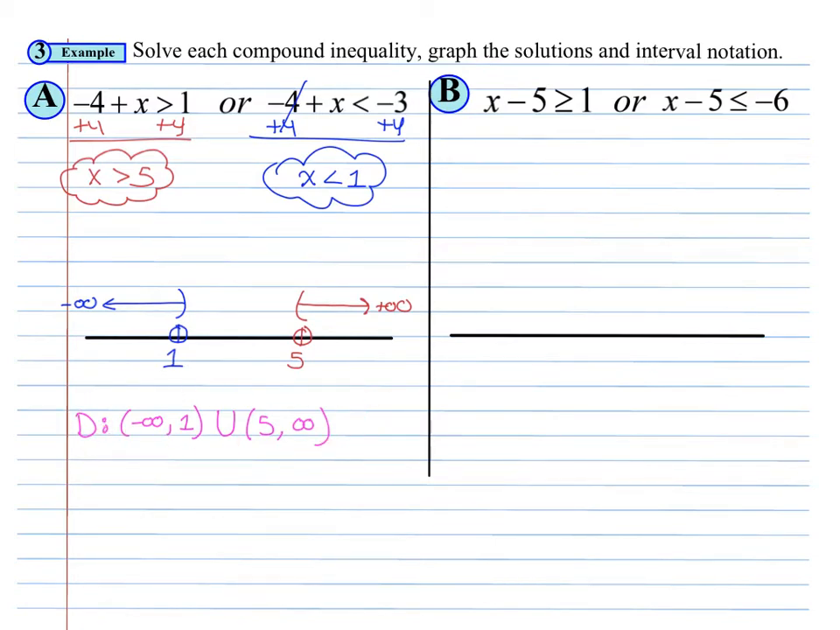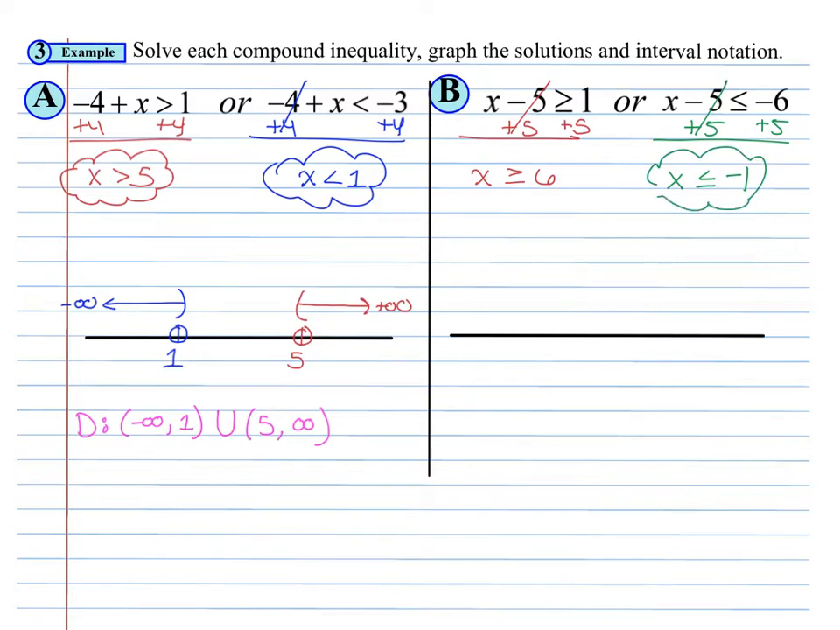For B, it's kind of the same process. We're going to have our right equation and our left equation. So we're going to add 5 to both sides. We're going to have x is greater than or equal to 6, because 1 plus 5 is 6. Then we're going to add 5 to both sides for our other equation. And we're going to have x is less than or equal to negative 6 plus 5, which is negative 1. So now we have our two equations.